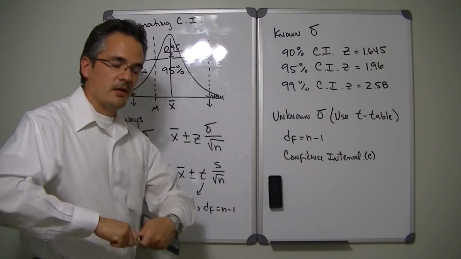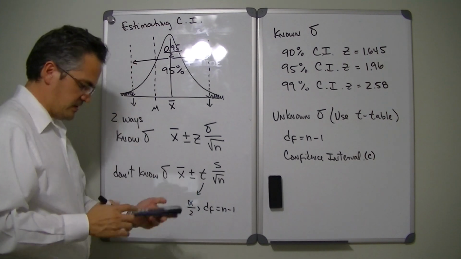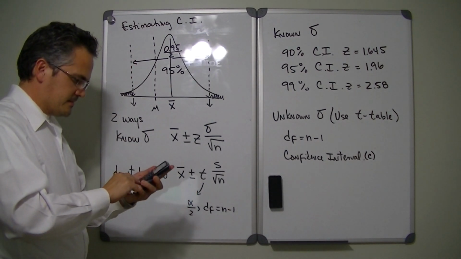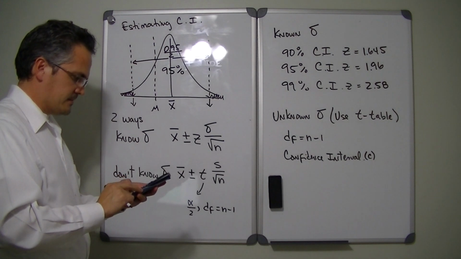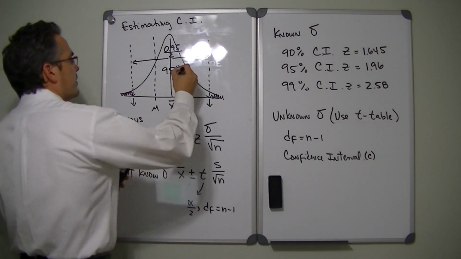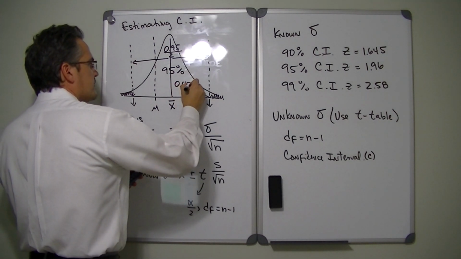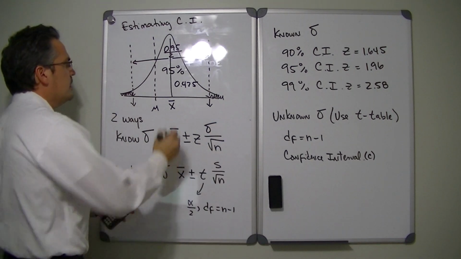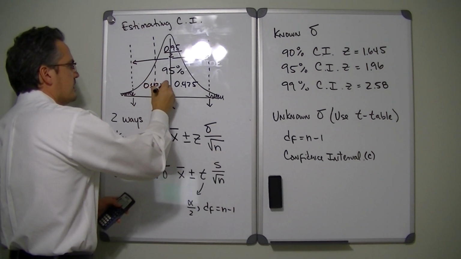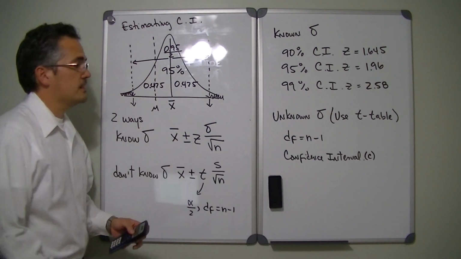Hey, you need a calculator sometimes, especially when it's late at night. Okay, so we got to put 0.475 on this side of the data, and we got to put 0.475 on this side of the data.